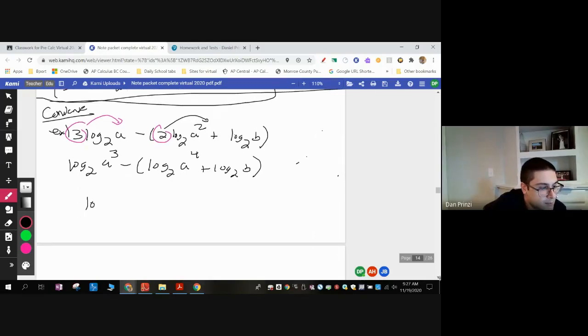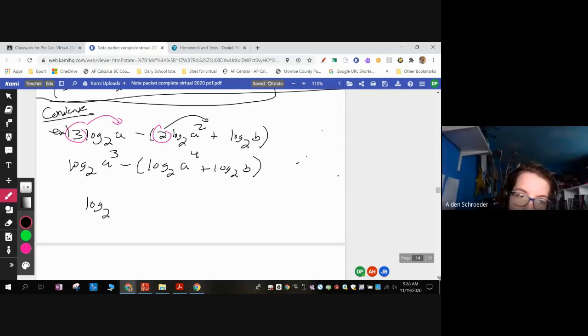Why do you think they put the parentheses there? What is the parentheses to help you do? Anyone have any thoughts? Why do you think they threw parentheses in on this one? Come on, we're just about done, guys. Why do you think they put parentheses in there? To add those 2 first and then subtract that from the log 2 a cubed.